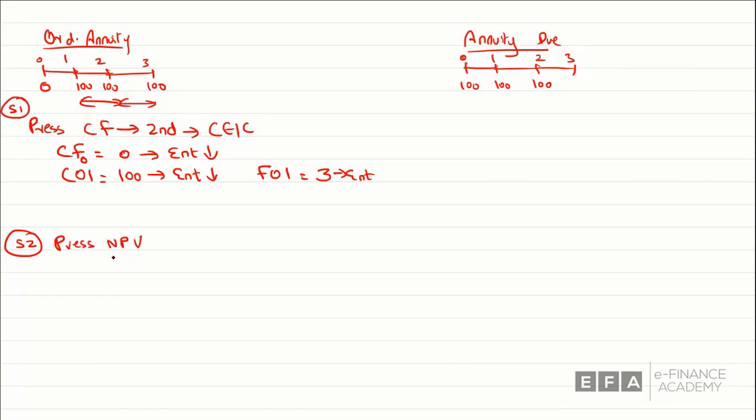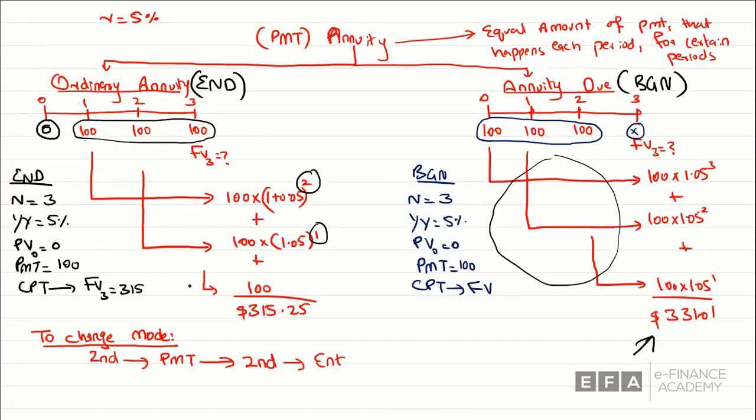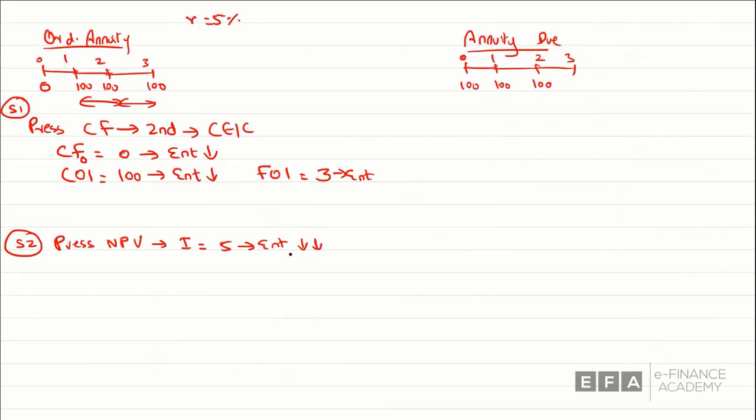PV is present value. And when you press NPV, it will ask you for the interest rate. We know from the previous example, it was 5%. So we'll press 5 and enter. We go down. We don't want to find present value. We want to find future value, right? That's what the whole topic is. So you go down twice. And now you find NFV, net future value. All you do is simply press compute after you see NFV. And when you press compute, you should get 315.25.